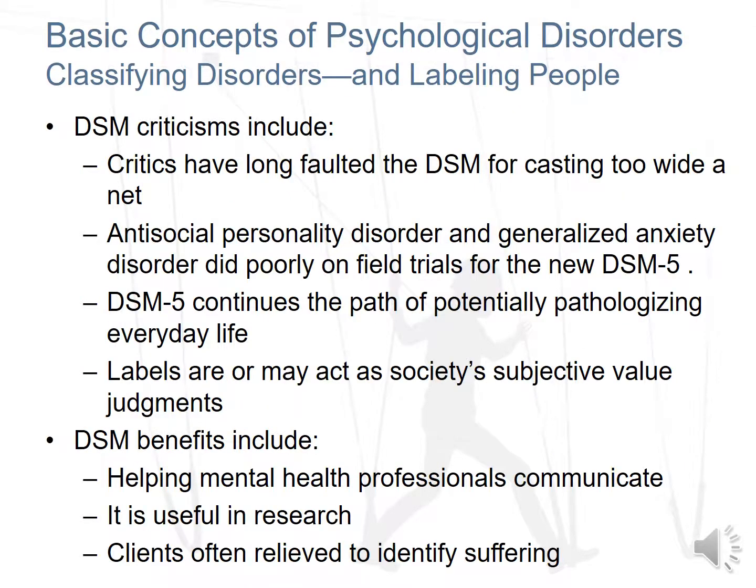In classifying disorders and labeling people, the DSM has some criticisms. Critics have long faulted the DSM for casting too wide a net when it comes to deciding what is a disorder and what isn't. Antisocial personality disorder and generalized anxiety disorder did poorly on field trials for the new DSM-5, that is, using the criteria for diagnosing individuals with the disorders. The DSM-5 continues the path of potentially pathologizing everyday life.